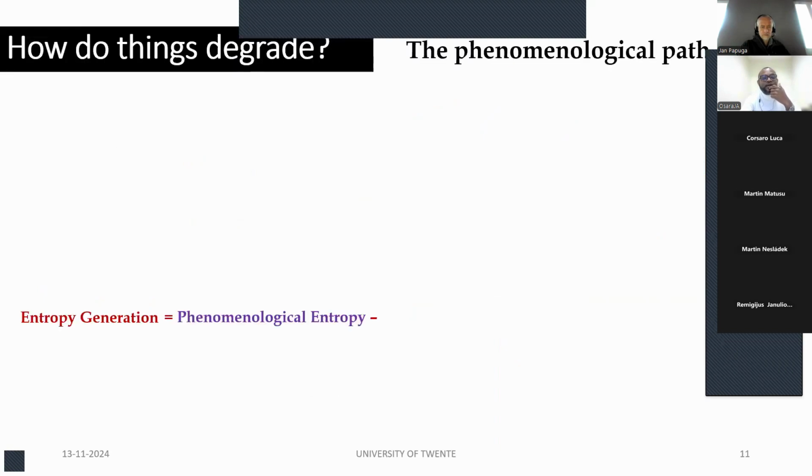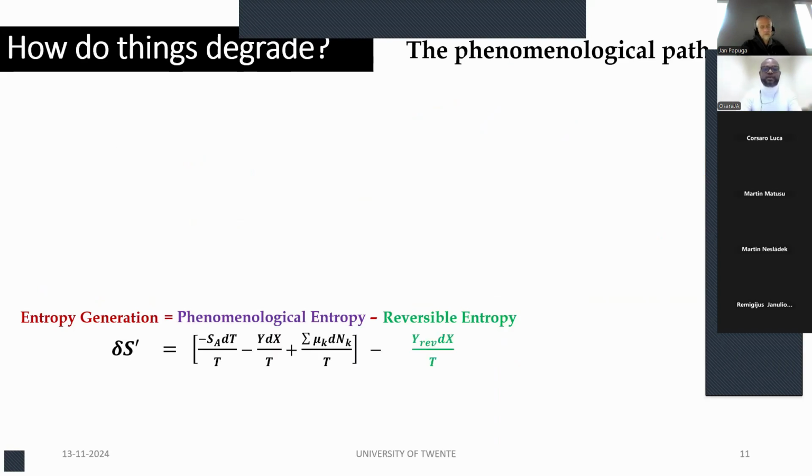Okay. So that same equation on the previous page, I explained it in terms of regular words here. And I said entropy generation then becomes the phenomenological entropy minus the reversible one. So here's the same equation. And now I've put everything here in the square brackets. And these are all now defined as the phenomenological entropy. And that's your phenomenological path, which I will show you in a second.